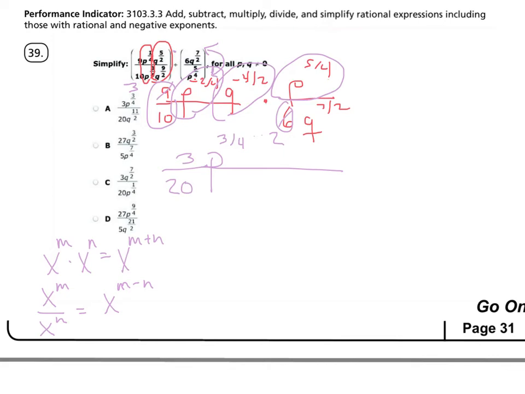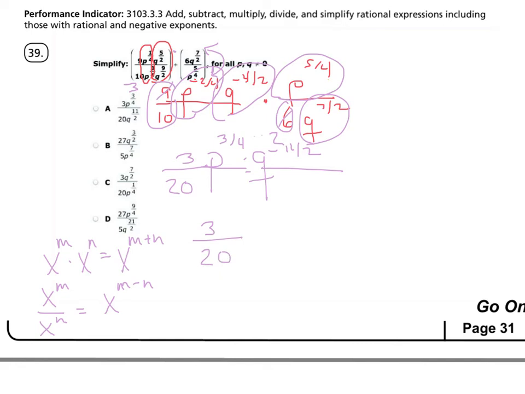Here in the numerator I have q to the -4/2, and in the denominator I have q to the 7/2. So that would give us, oops, I made a p. That would give us q to the -11/2. And then let's simplify that further.